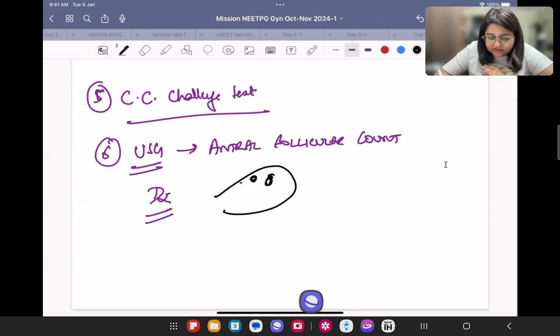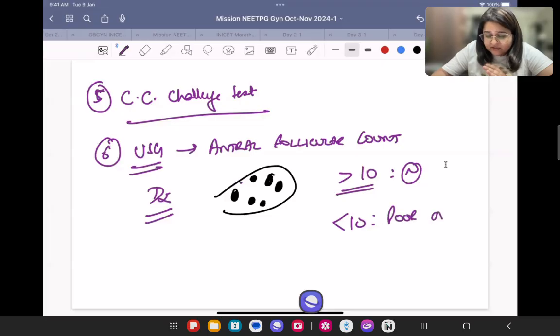So the ovary will appear on the ultrasound. You will be able to see the follicles in the ovary like this. Okay, they'll be black in color because they contain fluid. So you count the number of follicles in each ovary. If the antral follicle count is more than 10 in both the ovaries, this is combined count, this is normal. Okay, so a count less than 10 is indicative of poor ovarian reserve.